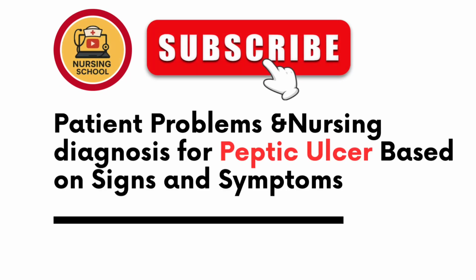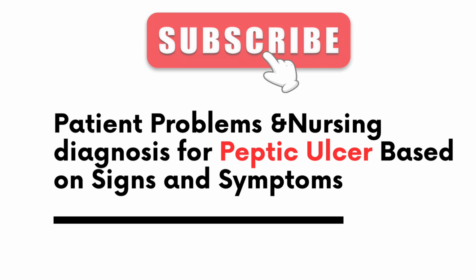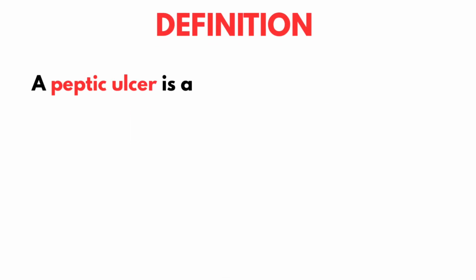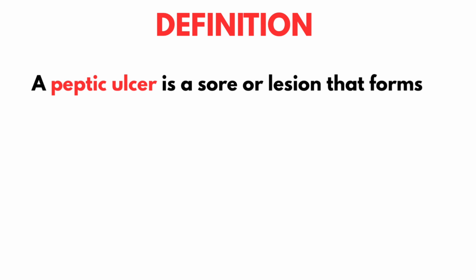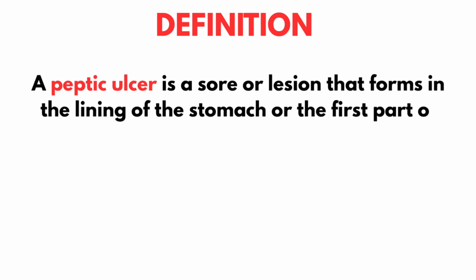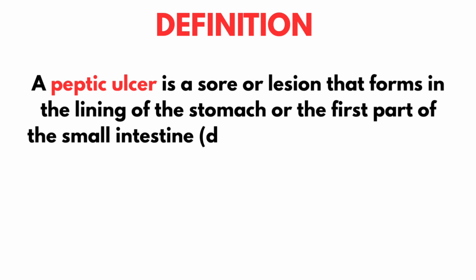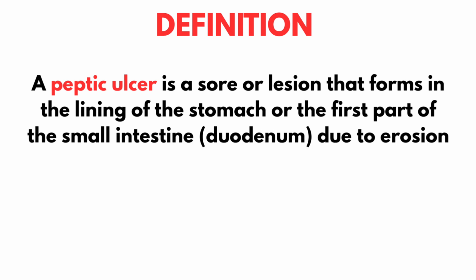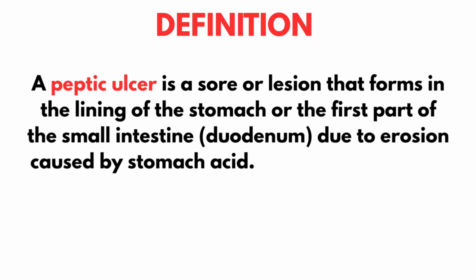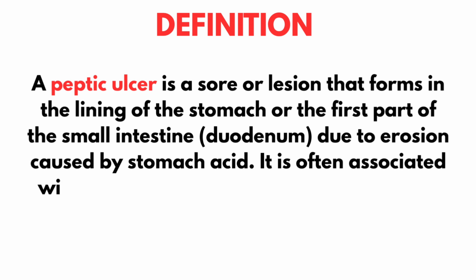Patient problems and nursing diagnosis for peptic ulcer based on presenting signs and symptoms. A peptic ulcer is a sore or lesion that forms in the lining of the stomach, or the first part of the small intestine, duodenum, due to erosion caused by stomach acid. It is often associated with Helicobacter pylori infection or the use of non-steroidal anti-inflammatory drugs.